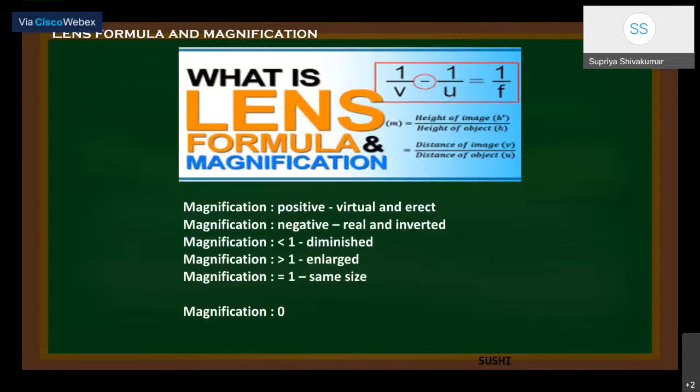First one, in the magnification formula, you will get a value. So m is equal to some positive value. Then the nature of the image will always be virtual and direct. When m is a positive value, you should understand that the image is virtual and direct.